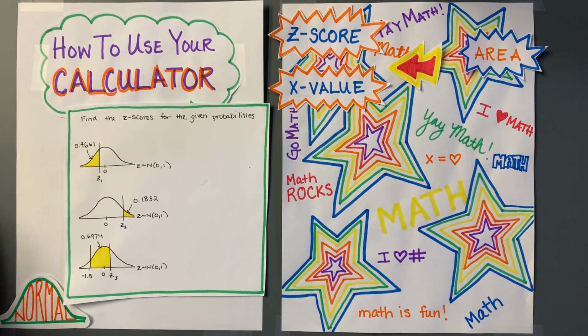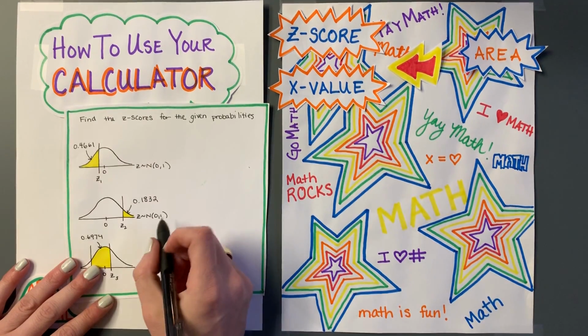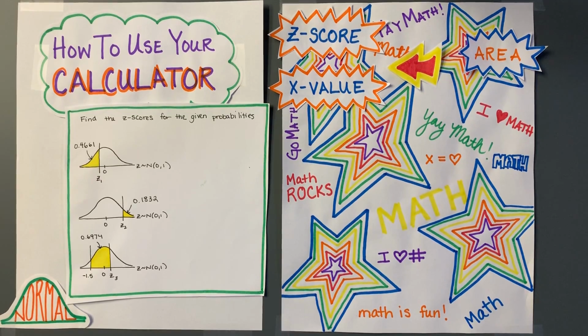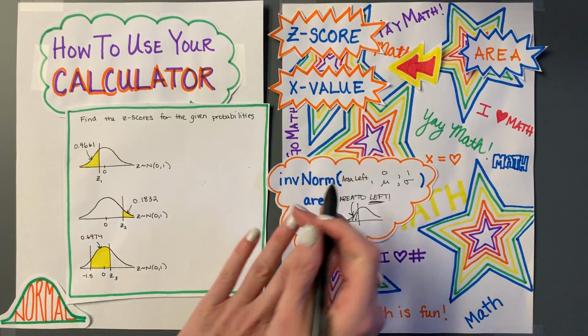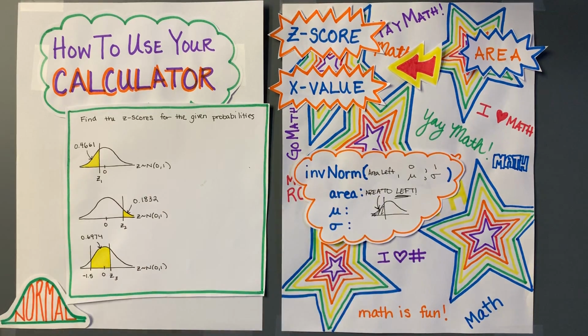The really important thing when using either the table or your calculator is you must find area to the left. In our inverse norm calculation, it is area to the left. In our table, it is area to the left. If you don't use area to the left, you're not going to get the right answer ever.